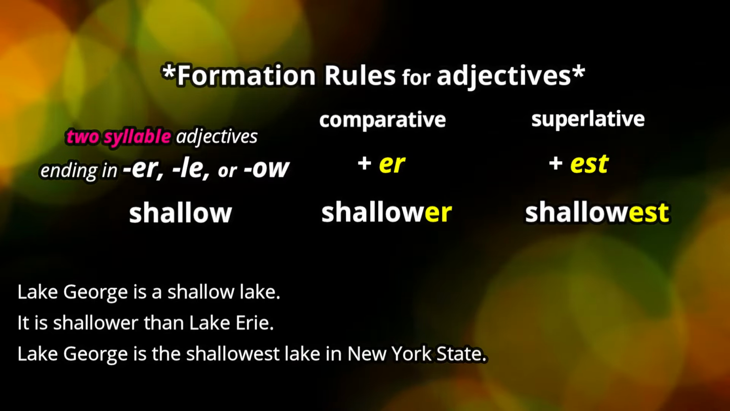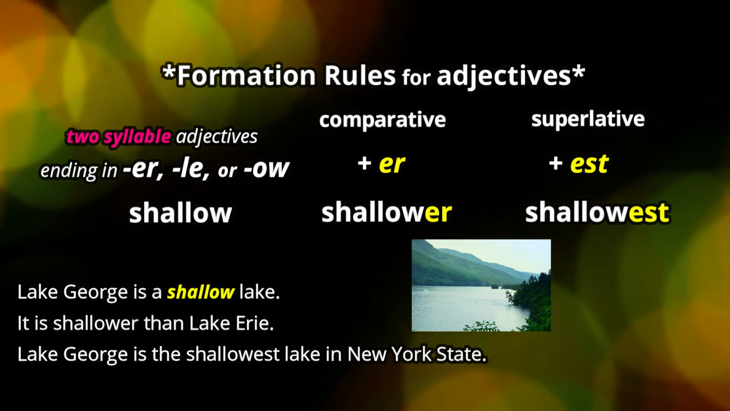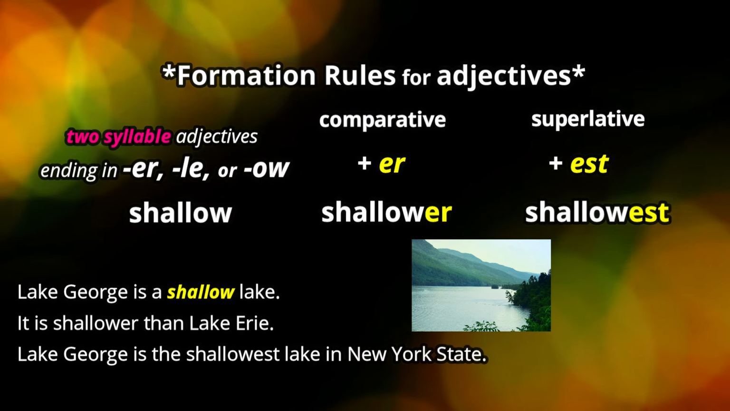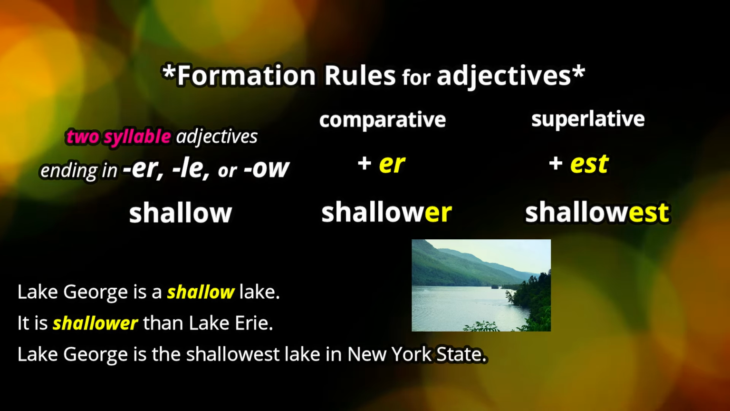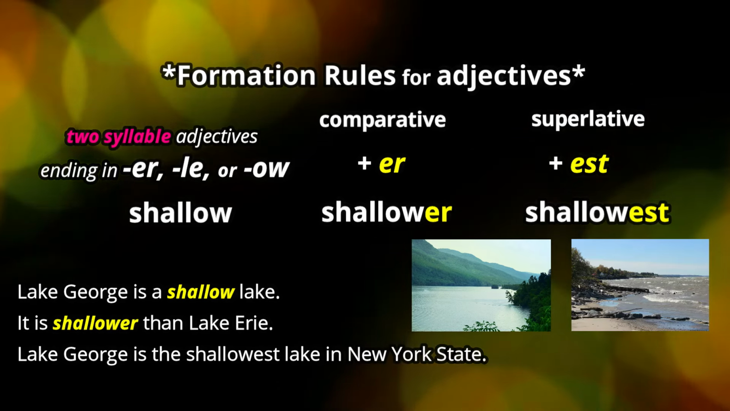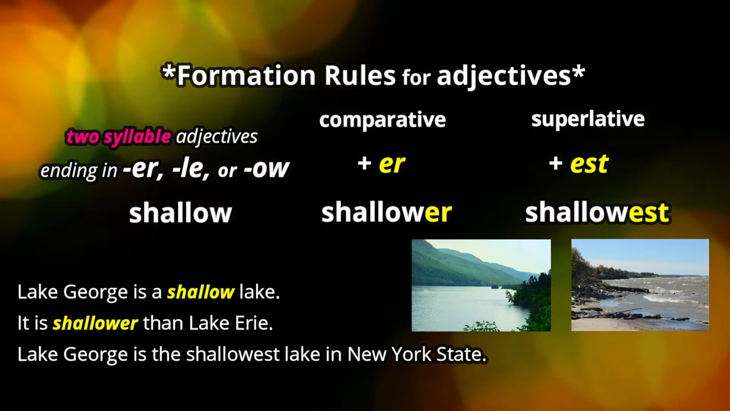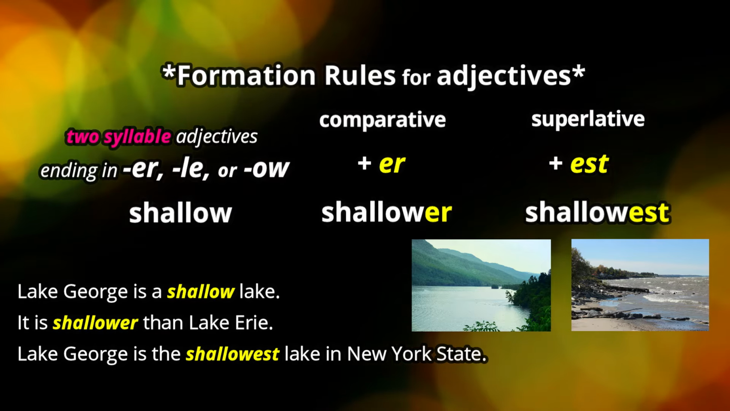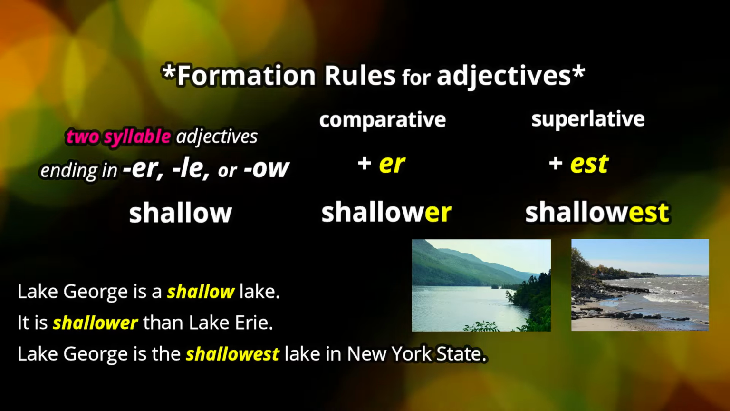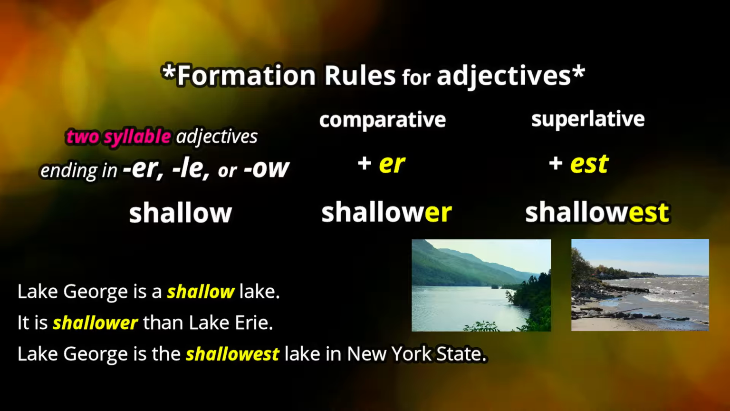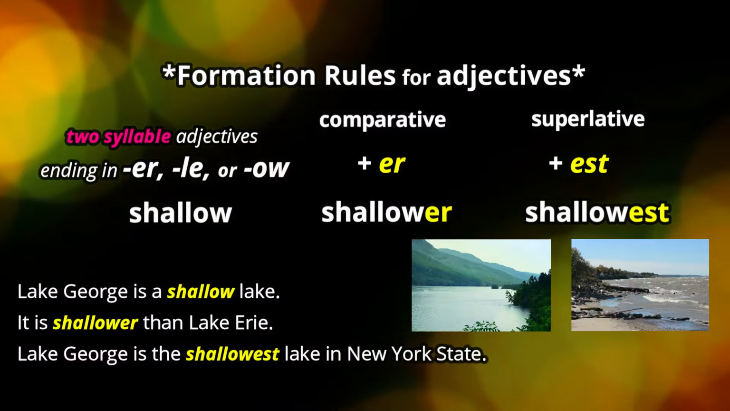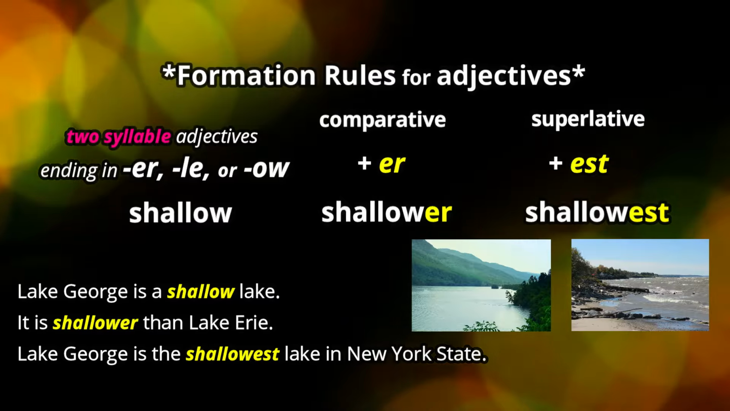So we have Lake George is a shallow lake. Shallow means it's not deep. It is shallower than Lake Erie. Okay, it's comparing Lake George to Lake Erie. And then we have Lake George is the shallowest lake in New York State. And this is comparing Lake George to all the other lakes in New York State, meaning the group of lakes. Okay, and that's why we use the superlative.